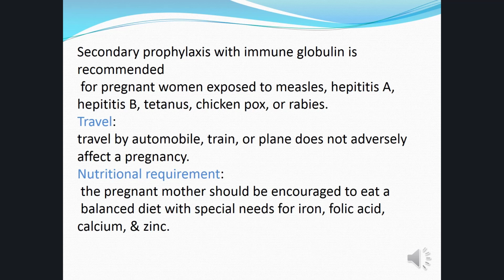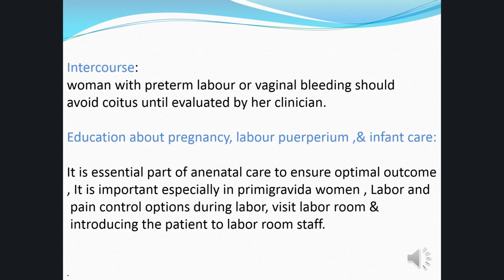Nutritional requirements. The pregnant mother should be encouraged to eat a balanced diet, with special need for iron, folic acid, calcium and zinc. If there is labor or vaginal bleeding, coitus should be avoided until evaluated by her clinician.